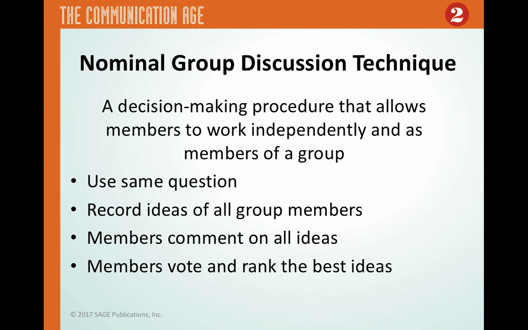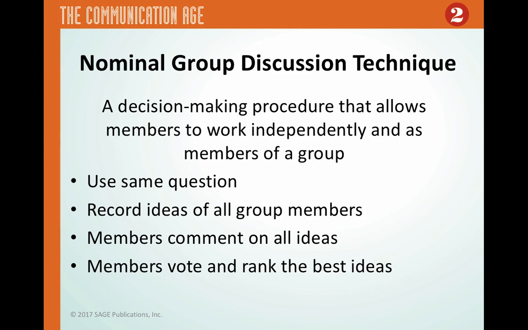And a lot of this comes down to the nominal group discussion technique. This is a decision-making procedure that allows members to work independently and as a member of the group. So this is when you offer group members a question or an idea. You give them a question. Each member goes about their way and thinks about it and comes up with their own responses and their own opinions about it. Then you record the ideas of all the group members. Everybody puts theirs down. You comment on each other's ideas, you share your opinions about each idea, and then you vote and rank these ideas based on the group.